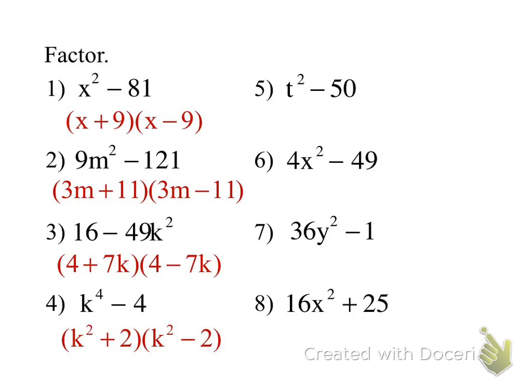Okay, next one, number 5. Let's go, Sophie. I didn't get number 5. Connor? Not factorable. Why, Connor? Because 50 is not a perfect square. I said you had to have perfect square, different sign, perfect square. It's not a perfect square.